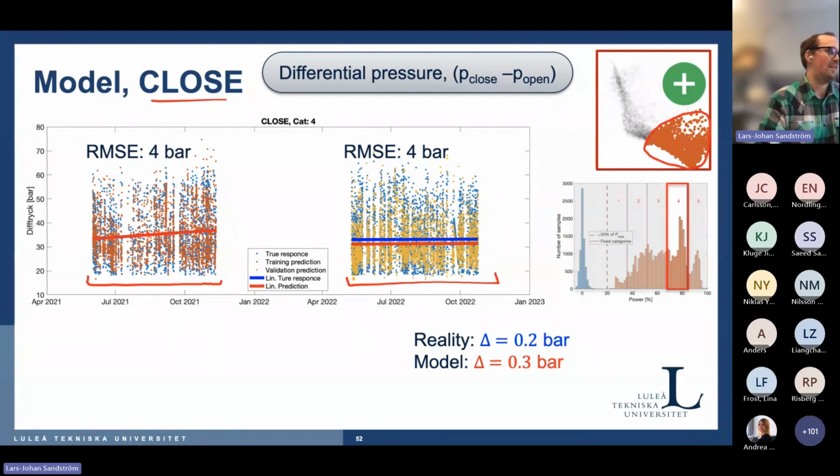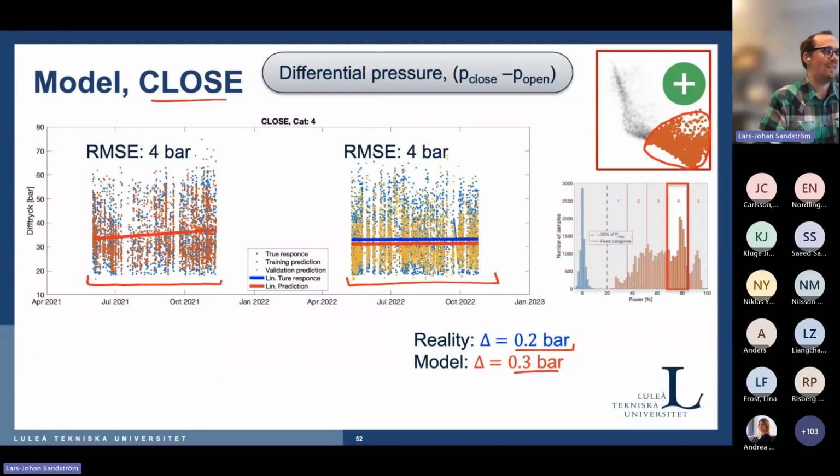So here we can see, if we do a linearization of the reality and the model, that the reality says we have an increasing differential pressure of 0.2 bars, and the model says it's 0.3 bar. So both say that it increases a bit over this time period. These are probably too small numbers to say anything more about what direction it changes.